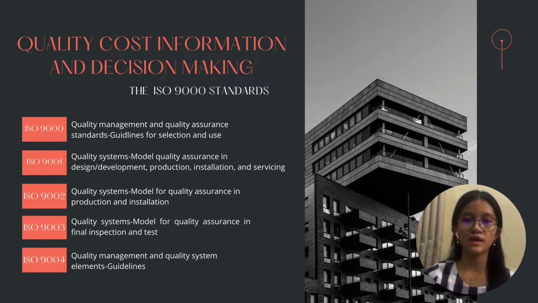For ISO 9001, quality system model for quality assurance in design, development, production, installation, and servicing. For ISO 9002, quality system model for quality assurance in production and installation. For ISO 9003, quality system model for quality assurance in final inspection and test. ISO 9004, quality management and quality system elements guidelines.